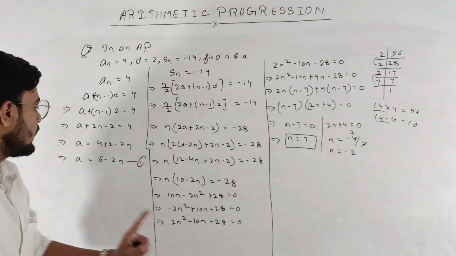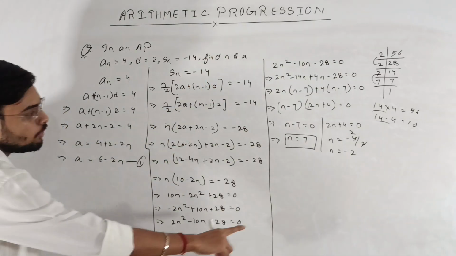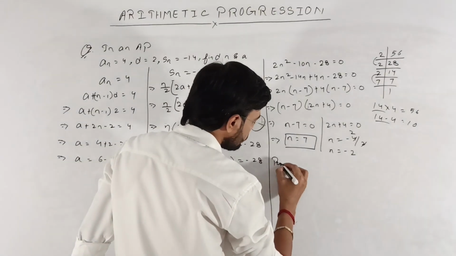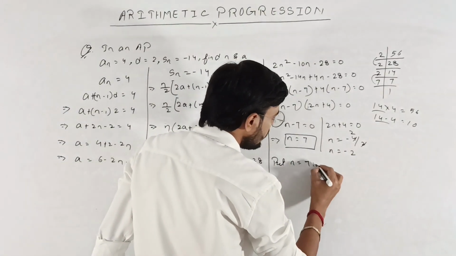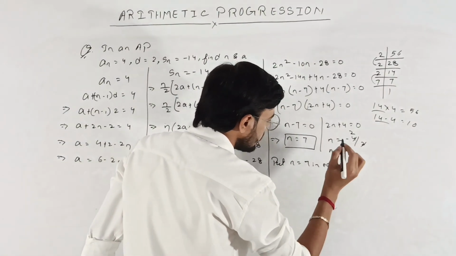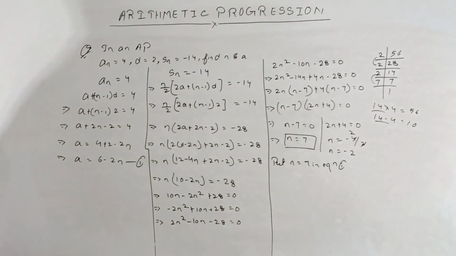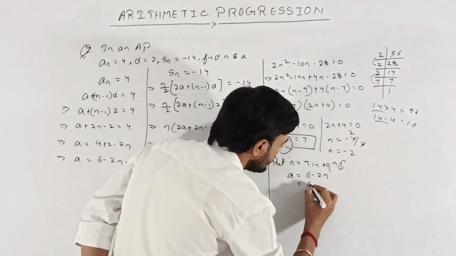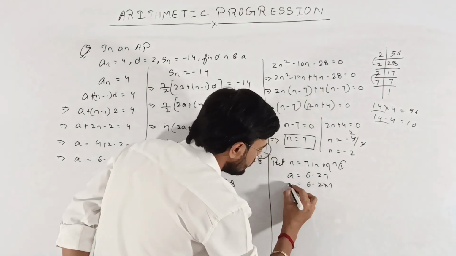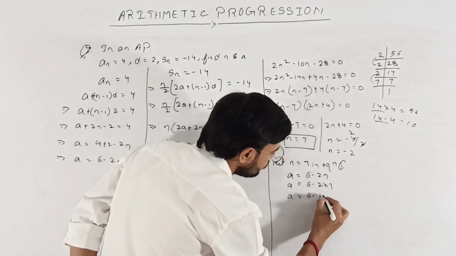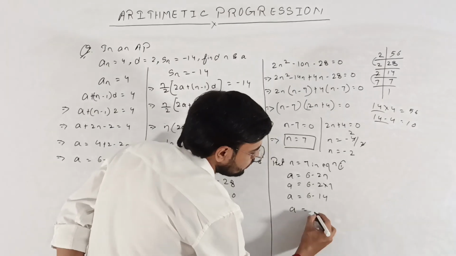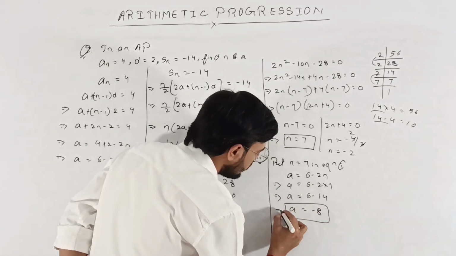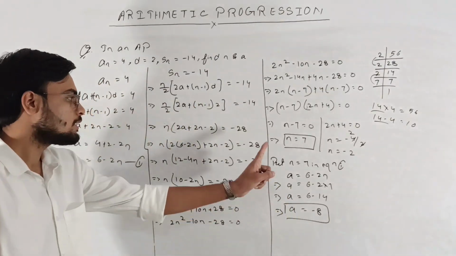We have to find a. A is what? 6 minus 2n. So we put this value of n equal to 7 in this equation 1. So now put n is equal to 7 in equation first. Equation first is 6 minus 2n. So a is equal to 6 minus 2n, which is 6 minus 2 into 7. So from here a is 6 minus 14. So a is minus 8. Okay. A is minus 8 and n is 7.